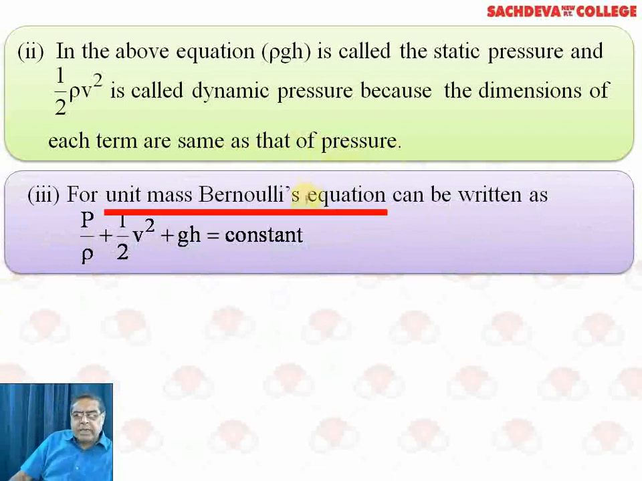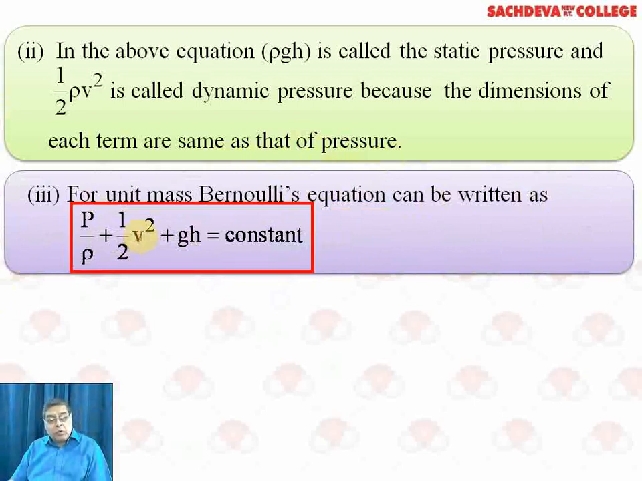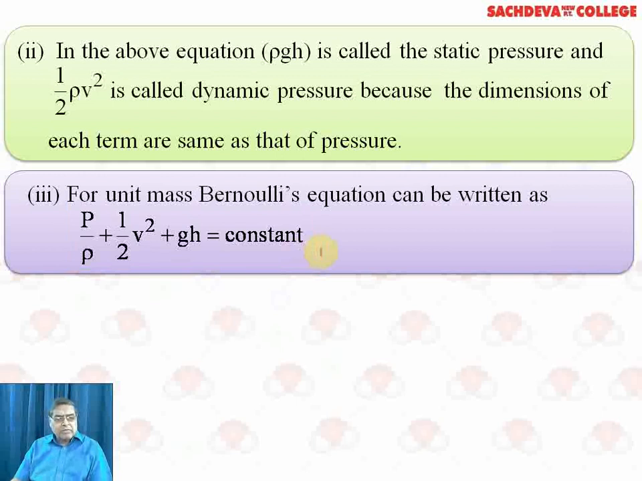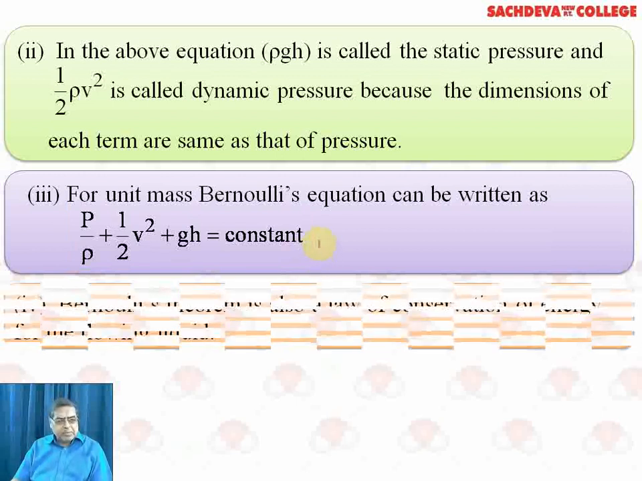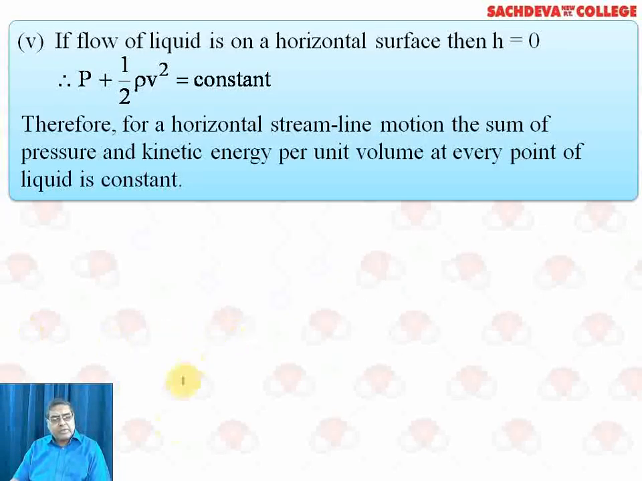Now for a unit mass, the Bernoulli equation can be written as P over rho plus half V square plus g h is equal to constant, and for a unit mass, m must be 1, so this equation has come. Bernoulli theorem is also the law of conservation of energy for liquids.